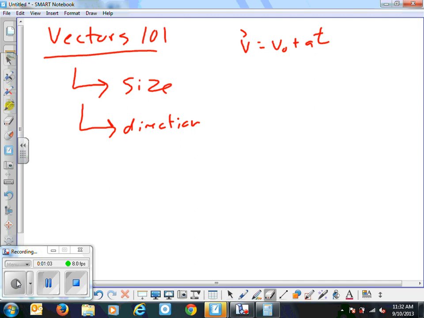So I'll never do that. I think in math, though, they usually always do that. I don't know. But a vector has size and direction.